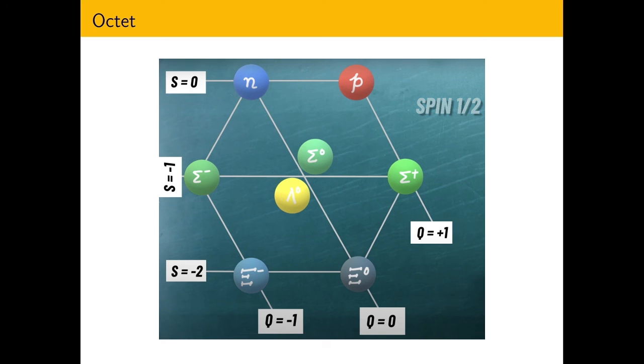So the horizontal line represents strangeness, and the diagonal lines represent the charge in terms of electron charge. Plus 1 means plus 1 electronic charge, minus 1 means minus 1 electronic charge, and 0 means no charge. The baryon octet has only particles with spin half. Next slide.